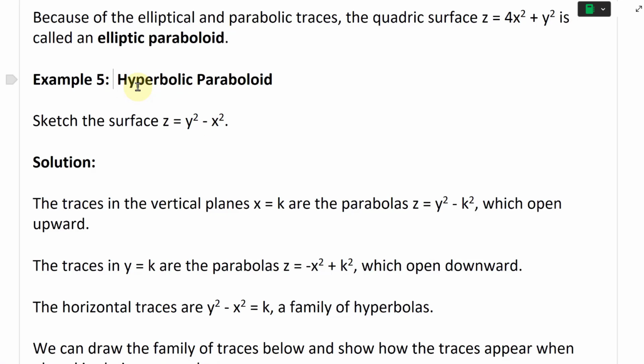Example 5. And this one is the hyperbolic paraboloid. It says sketch the surface z equals y squared minus x squared. Alright, so continuing further, let's take a look at the solution.